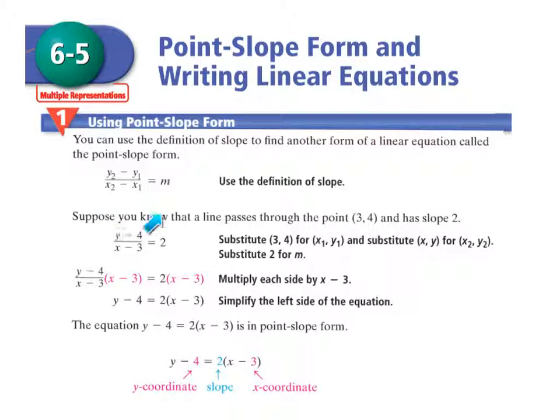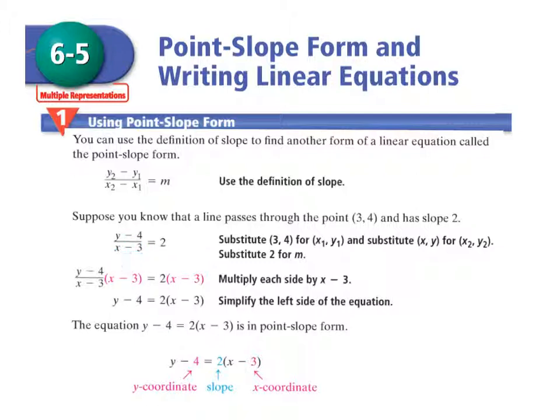So, suppose you know that a line passes through the point 3, 4 and has a slope of 2. Now let me show you, you are not going to go through these steps here. You're going to skip straight ahead and use this form. We're just defining and going over where this form comes from. So if I take 3, 4 and substitute them in for my x and y values, and I substitute 2 in for the slope, which is m, and I want to solve, look what I'm going to do here.